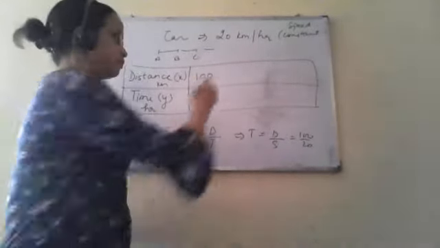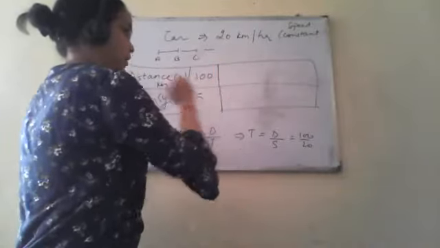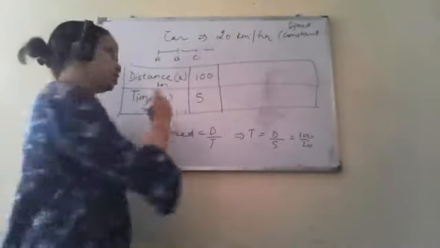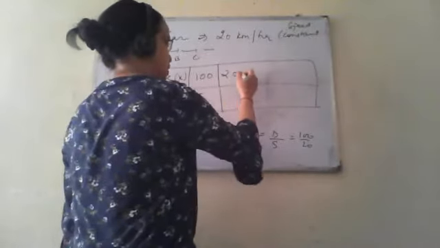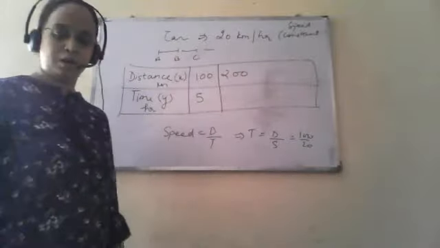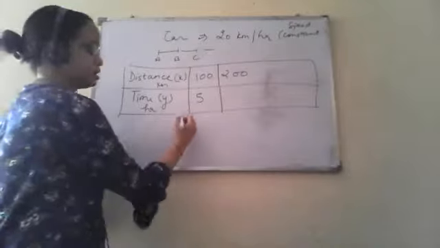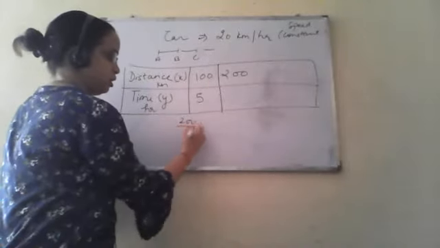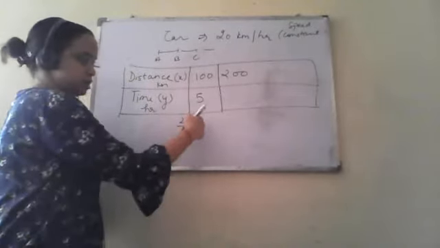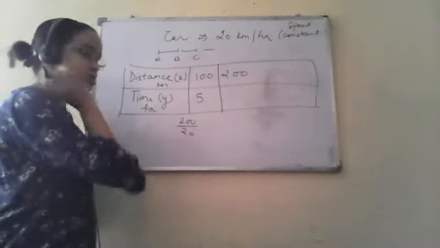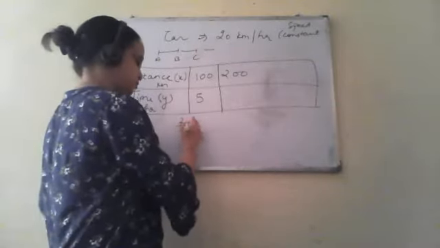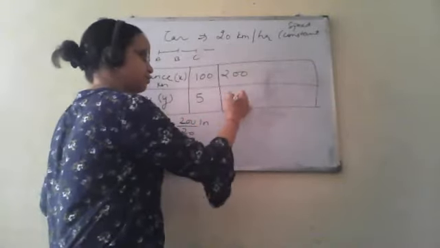Clear? Now, suppose we are increasing our distance. Now we have to cover 200 km. So what is the time required? That is 200 upon 20, because this is distance, this is speed, and time is distance upon speed. It will take 10 hours.